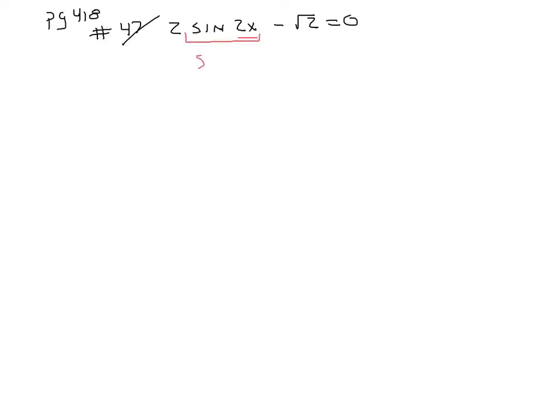So to get the sine of 2x by itself, I'm going to have to add the square root of 2 and divide by 2. And that is a positive. So that's looking very familiar to me right here. That's from the unit circle.